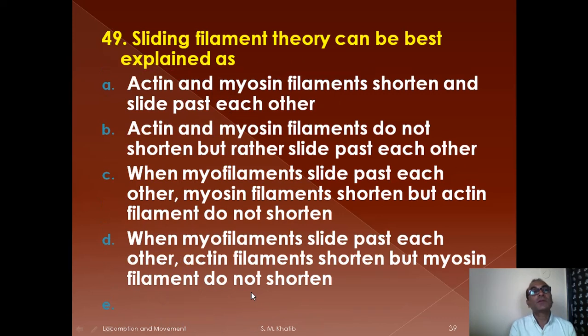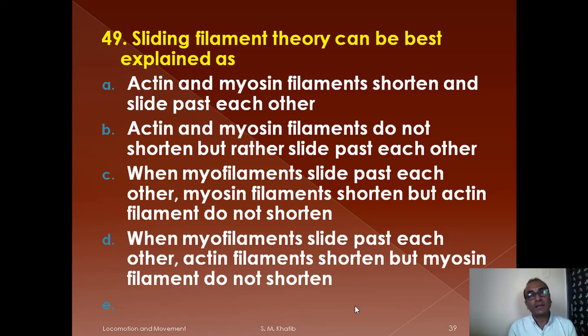Then question number 49. Sliding filament theory can be best explained as A. Actin and myosin filaments shorten and slide past each other. B. Actin and myosin filaments do not shorten but rather slide past each other. C. When myofilaments slide past each other, myosin filaments shorten but actin filaments do not shorten. D. When myofilaments slide past each other, actin filaments shorten, but myosin filaments do not shorten. So these four options are given. The right option you have to think of.